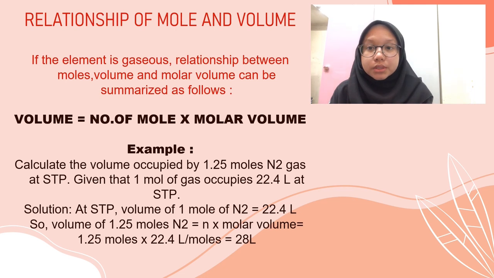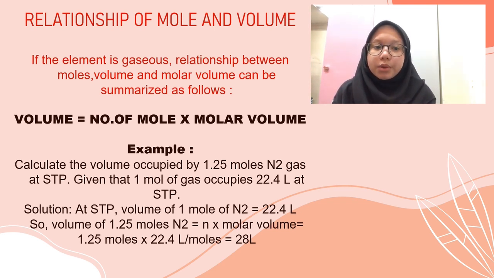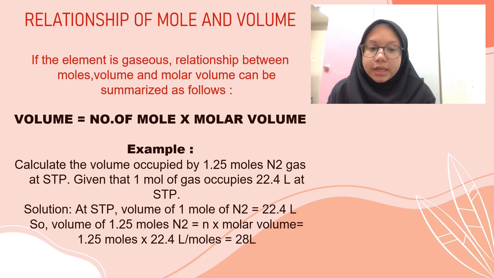So the solution is, when at STP, the volume of 1 mole of N2 gas equals 22.4 liters. So the volume of 1.25 moles N2 gas equals the number of moles multiplied by molar volume, which is 1.25 moles multiplied by 22.4 L per mole, and the answer is 28 liters.